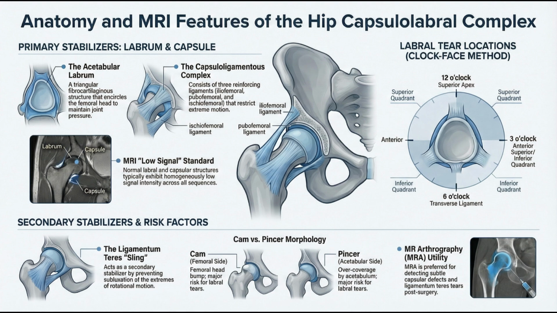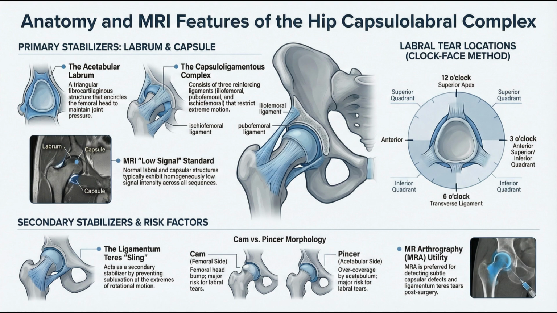So repair is usually better. Repair is stitching it back to the bone using suture anchors. This is generally preferred now because you preserve the native tissue and restore the seal. But if the tissue is totally destroyed, what we call hypertrophic or macerated, you might have to move to reconstruction, where you use a graft to build a brand new labrum.